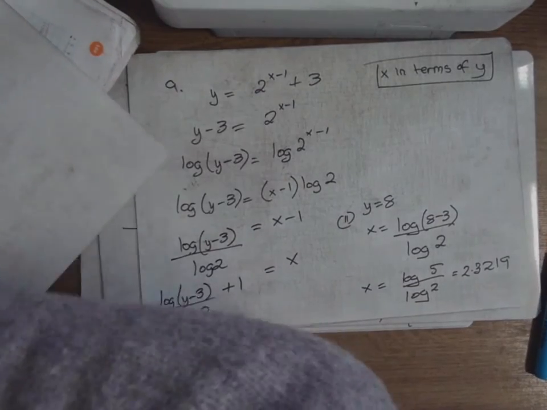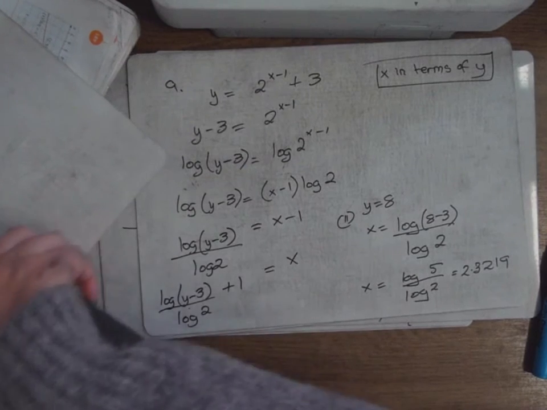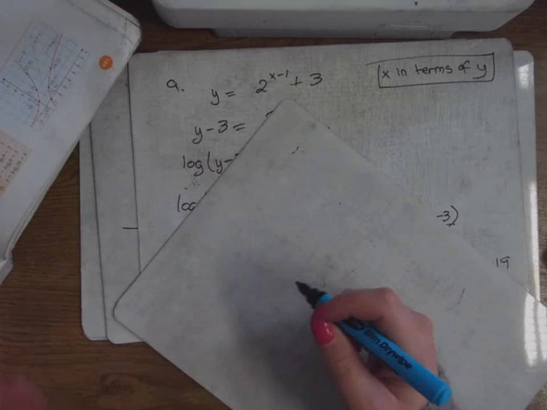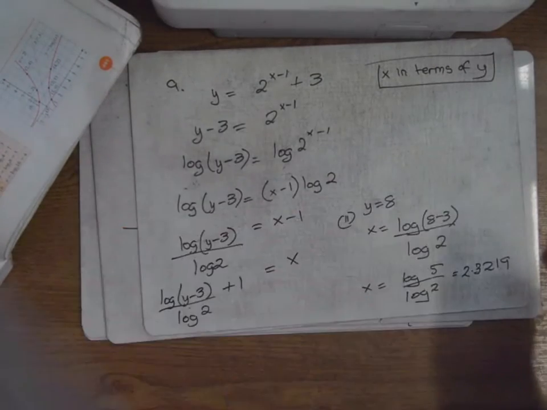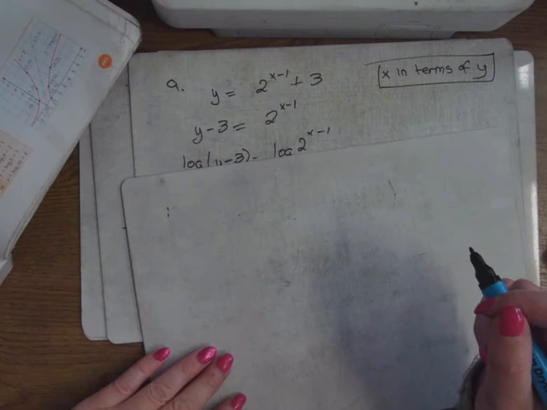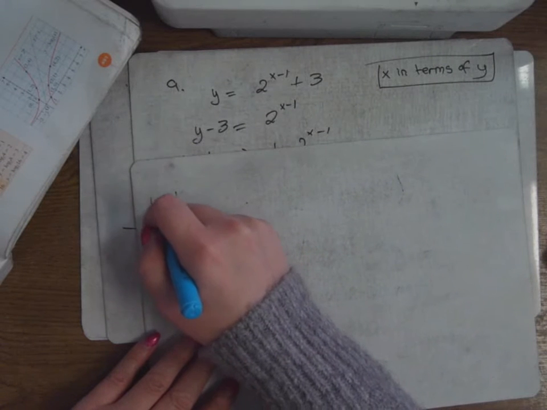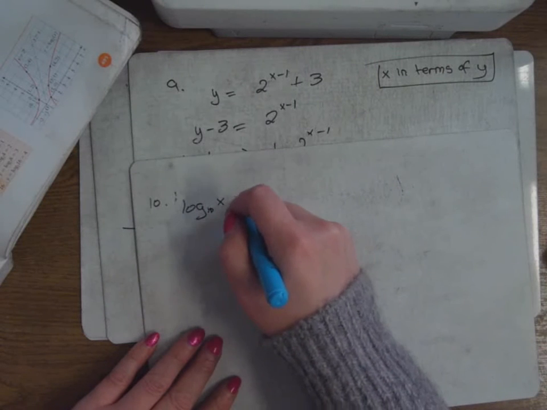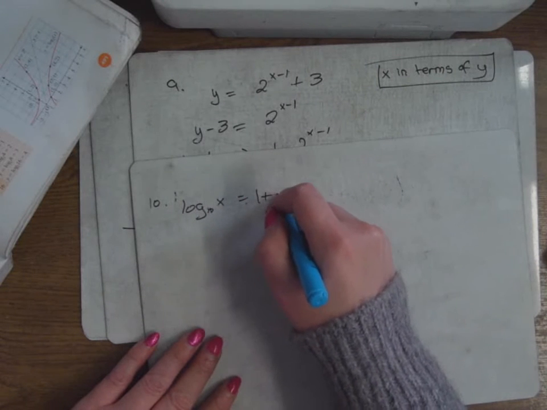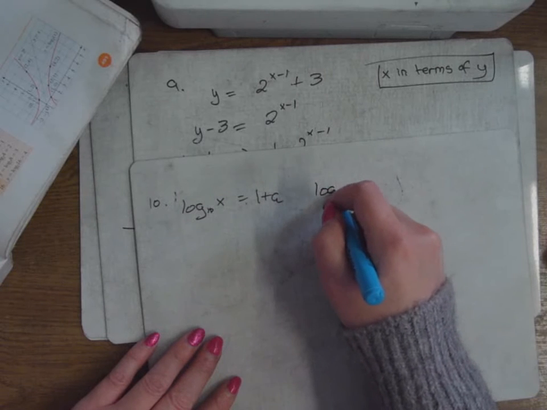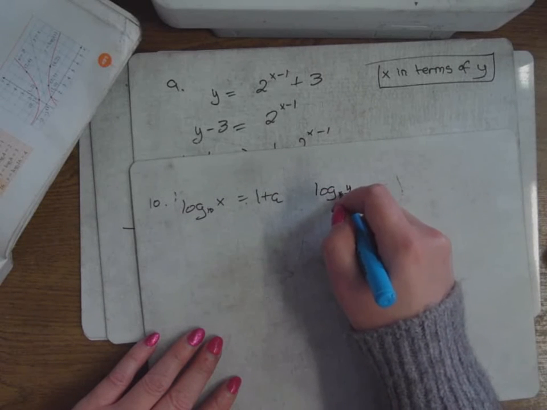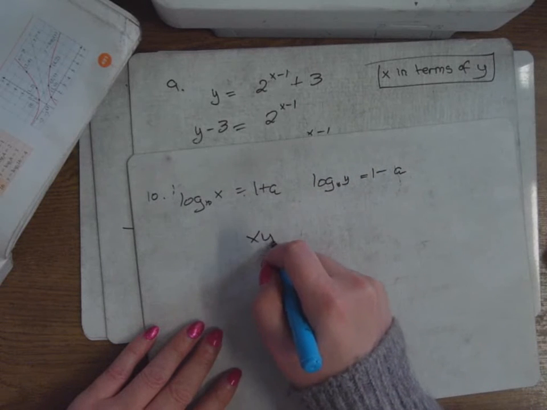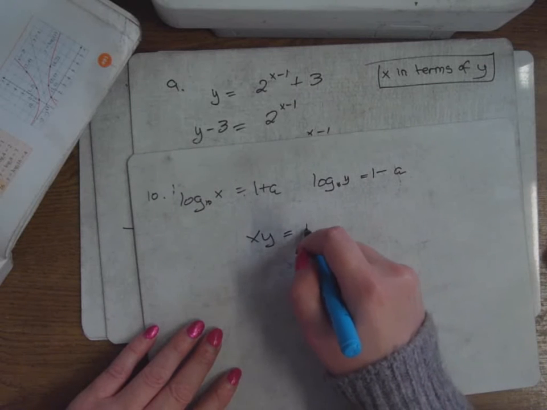Right, number 10. Am I doing 10? Yeah, right, okay. Can I cover that? Have I cut anyone off? All okay. So number 10 is log of x to the base 10 equals 1 plus a, and log of y to the base 10 is equal to 1 minus a. Show that xy equals 100.